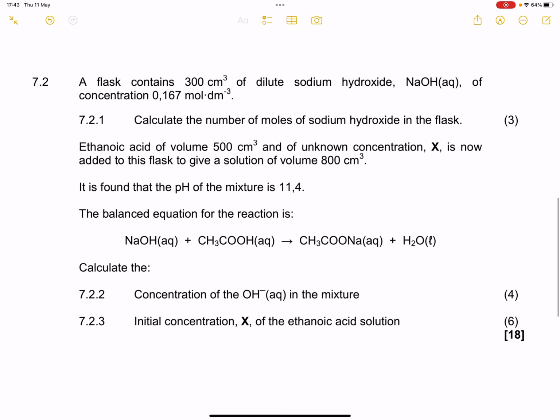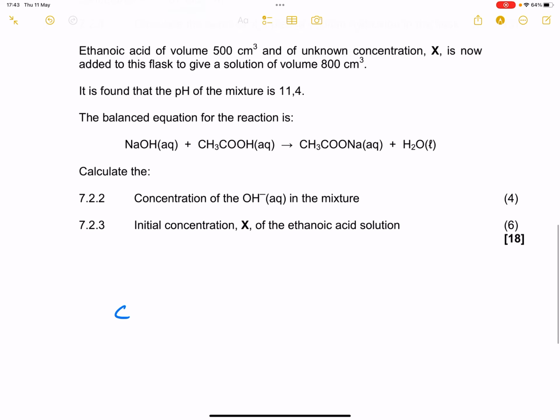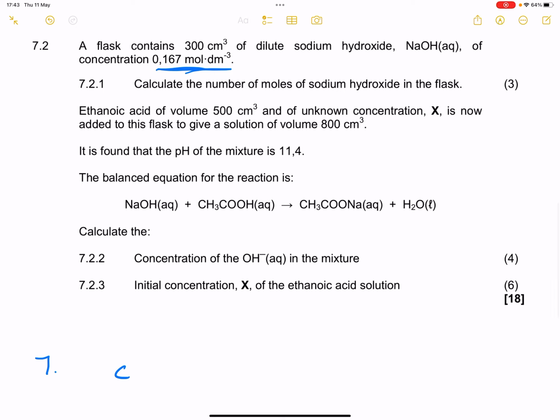They say a flask contains 300 cubic centimeters of dilute sodium hydroxide of concentration 0.167. They say calculate the number of moles of sodium hydroxide in the flask. So now we've got the volume and we've got the concentration. So that's 7.2.1.